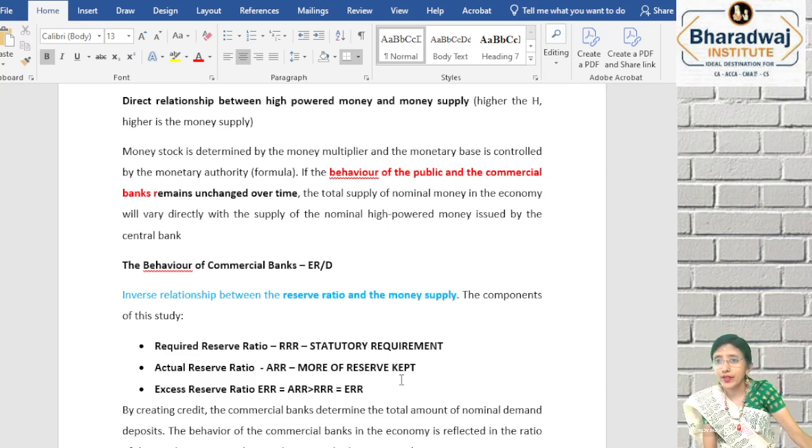In the class we did. I do not know how many of you were present for this. Actual reserve ratio greater than required reserve ratio. So what is that resulting in? Excess reserve ratio, ERR. ARR, RRR, ERR. Okay. So this will be greater. Practically speaking, in practice it will be greater.